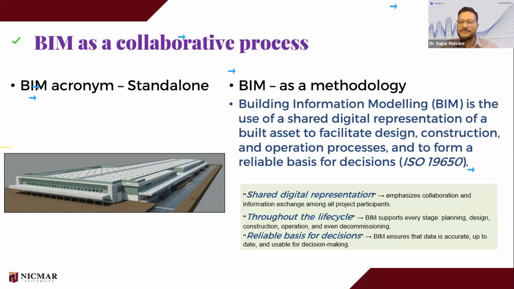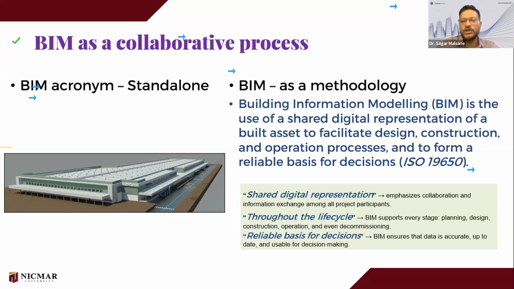Okay, throughout the life cycle, that means BIM supports every stage. Many times there is an impression that BIM focuses predominantly on the design stages, etc. But it is not. As I said before, it encompasses the complete life cycle of the project. That means it starts from planning, design, construction, operation, and even decommissioning.